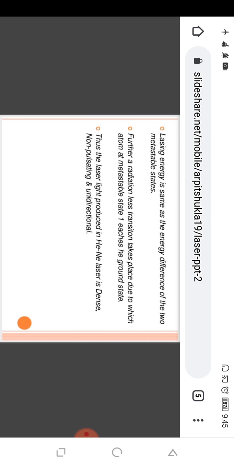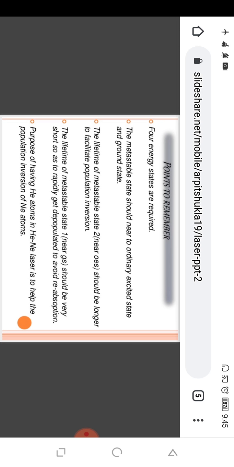The laser light produced by a helium neon laser is very dense, continuous, non-pulsating and unidirectional. So what are the things which we need to remember in this? It's a 4 energy state. The metastable state is very near to the ordinary excited state and ground state. The lifetime of the second metastable state is longer to produce a beautiful population inversion, and the lifetime of the lower metastable state is very short, to get depopulated and avoid reabsorption. And the purpose of having helium in the helium neon laser is to help produce the population inversion in neon atoms.